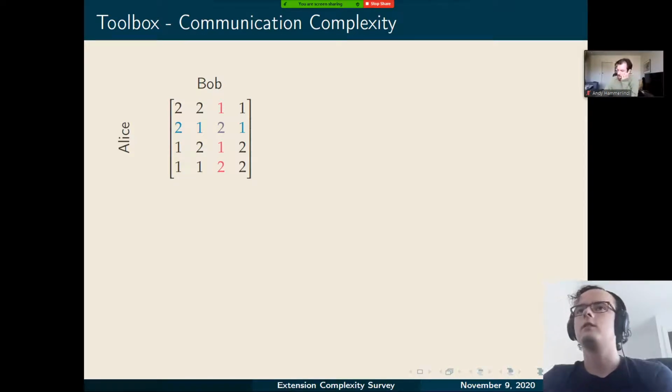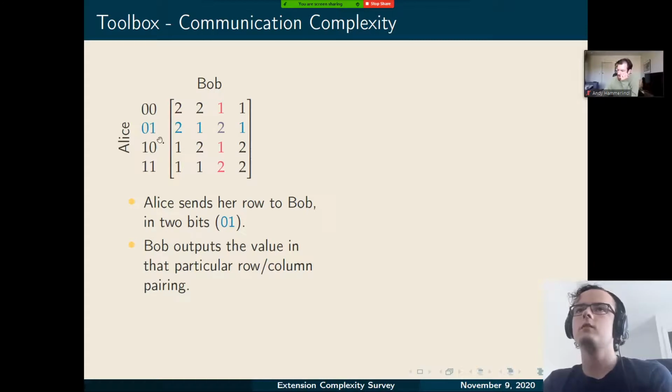Alice is going to get a particular row index, and Bob is going to get a particular column index. What they're trying to do is send as few bits as possible to each other and compute the value in the intersection of their row and column. One simple way they can do this is just send the information they have over to the other person. So Alice can encode her row using 2 bits, and then send that over to Bob as a 0, 1, and then Bob now has the row index and the column index, so he can just look up in the matrix and output that value. So that's an example of what a protocol might look like.